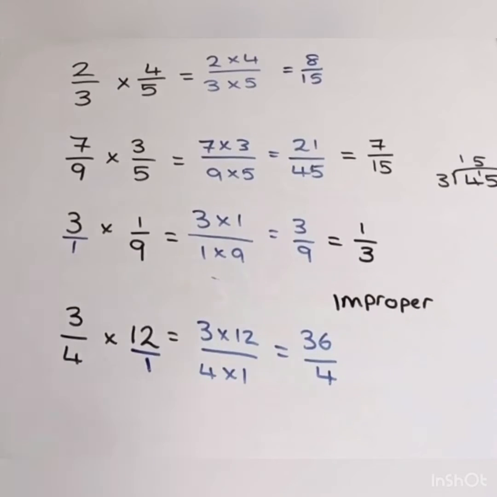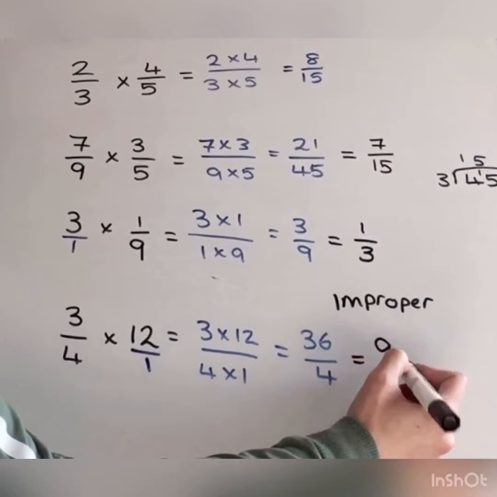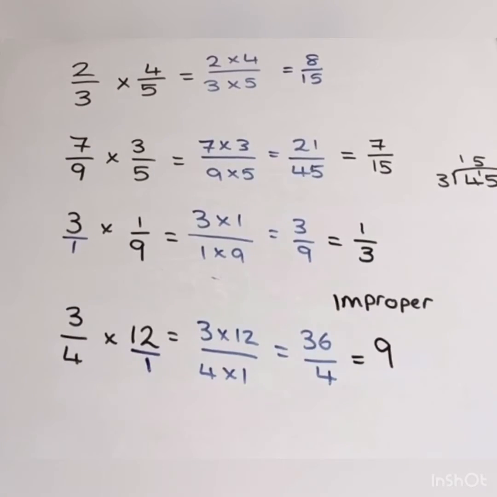So what we would normally do is see how many times the denominator, the number on the bottom, goes into the numerator, the number on the top. Now in this case, 4 goes into 36 a whole number of times. So 36 divided by 4 is just 9. So this multiplication actually ends up being a whole number, which is just 9. That won't always be the case, but in this case, 36 divided by 4 gives us 9 wholes.